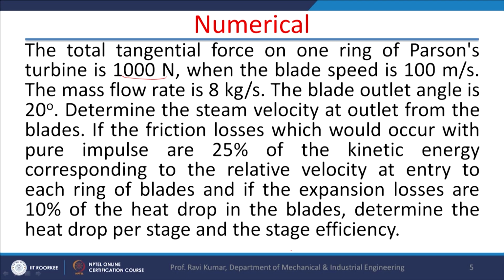The blade outlet angle is 20 degrees. This is the outlet angle of the blade. Determine the steam velocity at outlet from the blades. If friction losses, which would occur with pure impulse, are 25% of the kinetic energy corresponding to the relative velocity at entry to each ring of blades, because a Parsons turbine has a number of stages, so here we are talking about one stage, the losses are 10% of the heat drop in the blade. Determine the heat drop per stage and the stage efficiency.